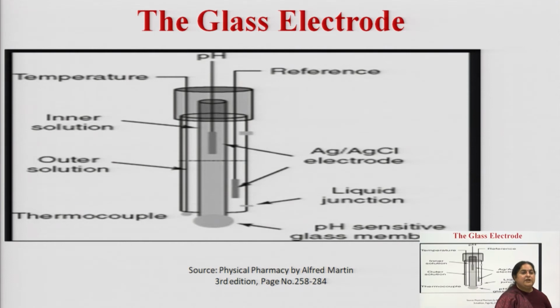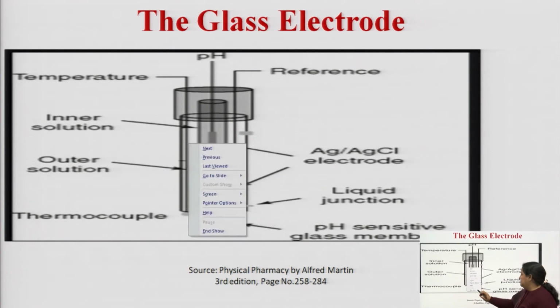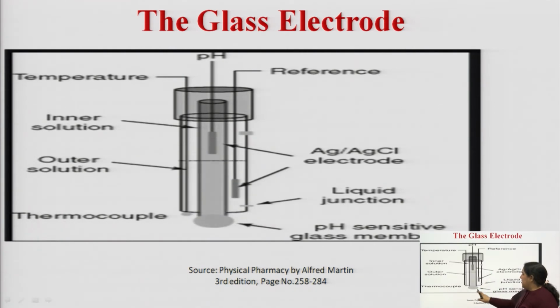Next electrode which can be used as indicator electrode is the glass electrode, right. So, the glass electrode consists of a glass membrane. It is a pH sensitive membrane, a glass bulb that is composed of silica and which is incorporated with lithium ions, right. And this glass tube is blown up in the shape of a bulb at the terminal, right.